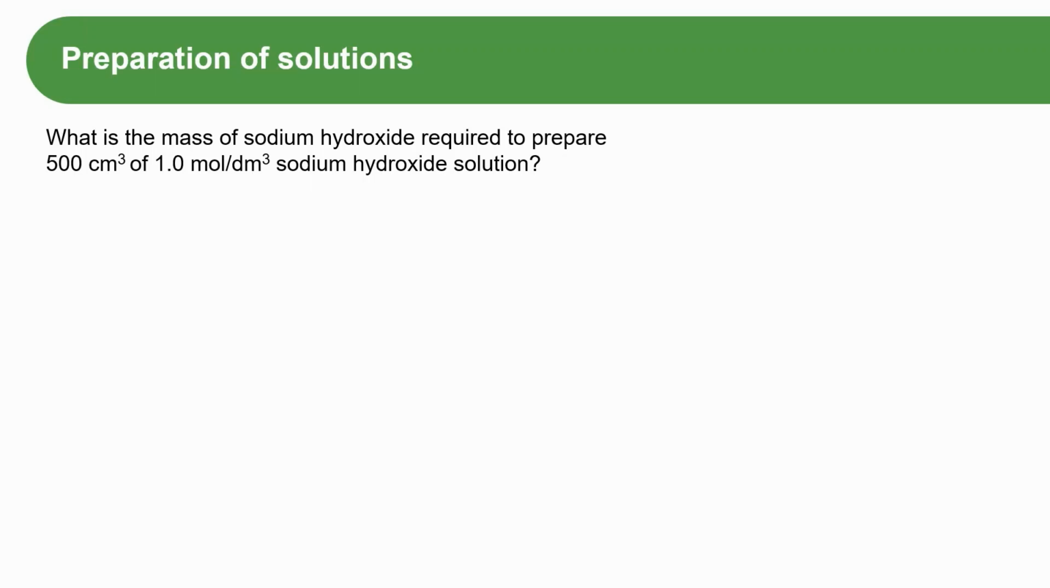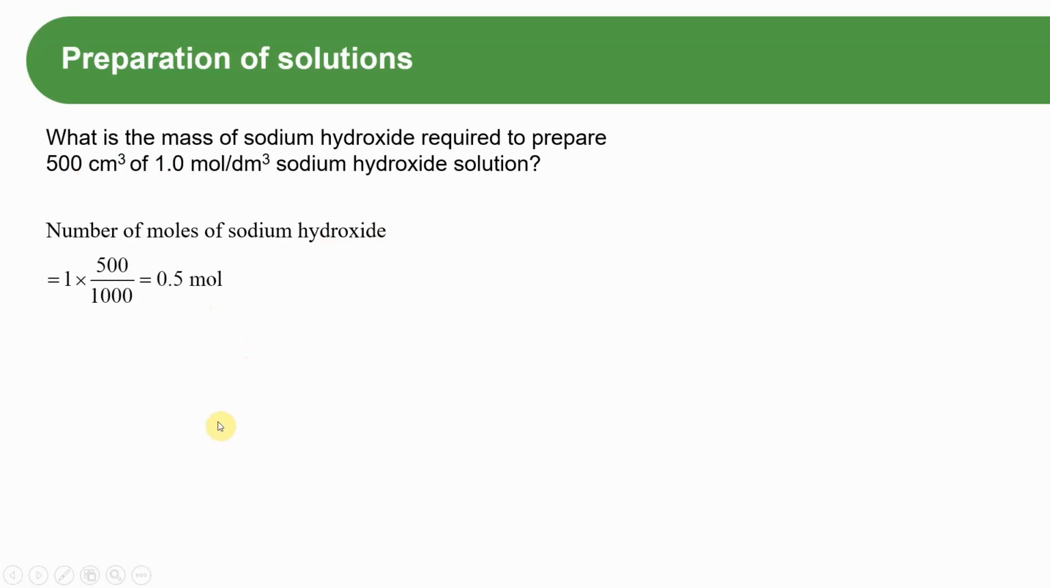Just one example only. What is the mass of sodium hydroxide required to prepare 500 cm³ of 1 mole per dm³ sodium hydroxide solution? So recalling the formula of concentration, when we have volume and we have concentration, we can find the number of moles. There are two ways of doing the calculation. I'll just show one. So the first step is to find the number of moles of sodium hydroxide by multiplying concentration with volume, and we will get 0.5 mole.